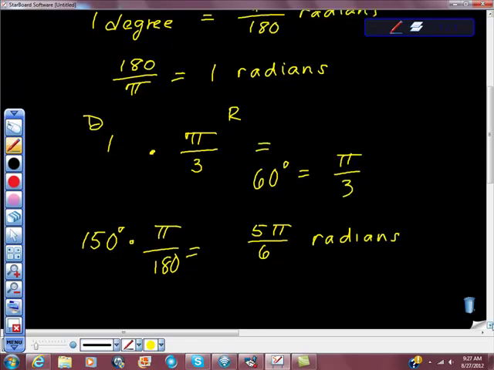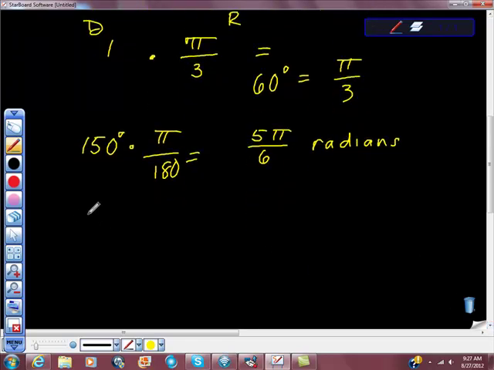So hopefully you can see that every time you have degrees and you want to turn them into radians, you take your degrees times pi over 180. That's what you have to remember. Simplify and you'll get your radian measures.